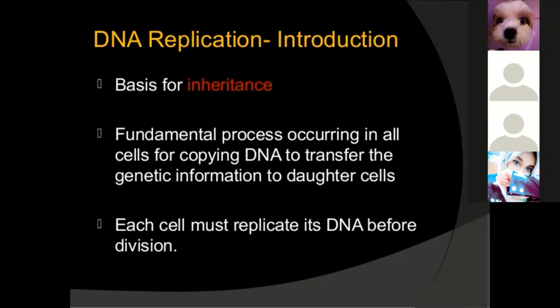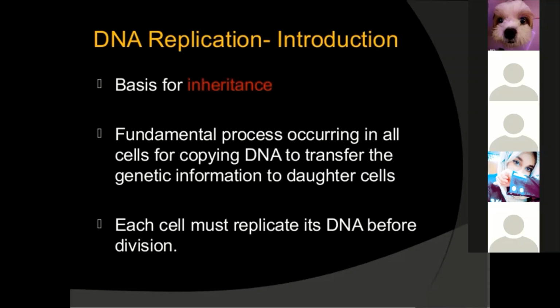I'll be telling you all the details of DNA replication and how it is controlled. Basically, you all know that DNA is the basis of inheritance, and replication is the fundamental process which occurs in all cells, copying DNA to transfer the genetic information to daughter cells. Initially it is in the mother cell and later gets divided into daughter cells, so each cell must replicate its DNA before division.